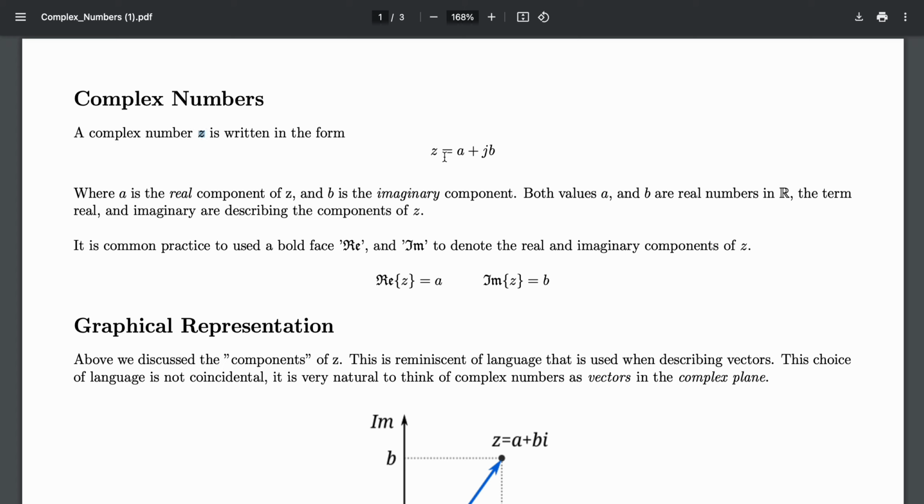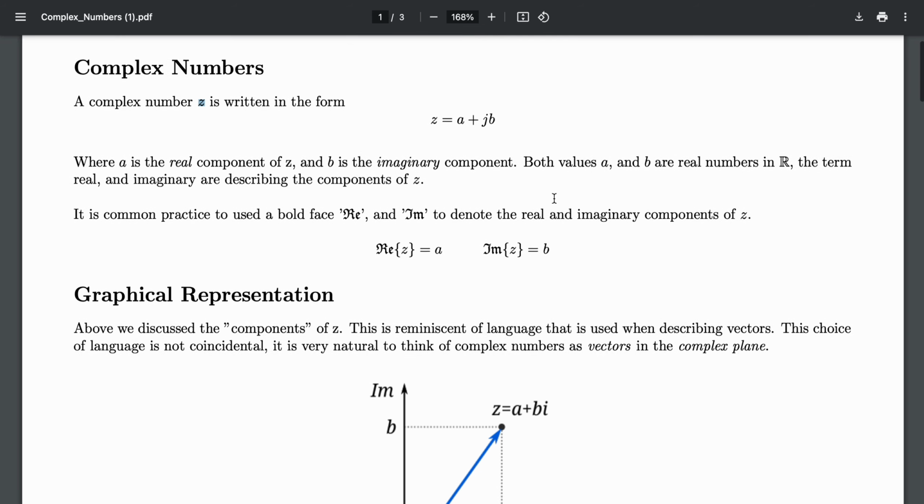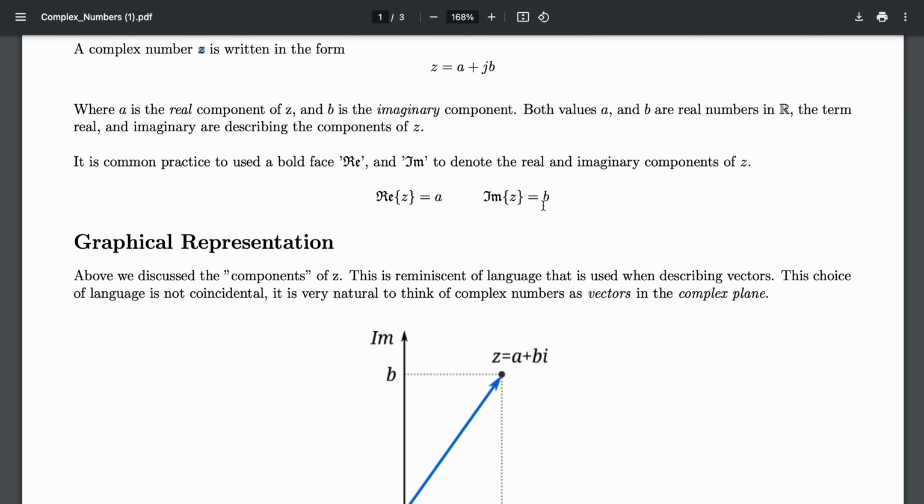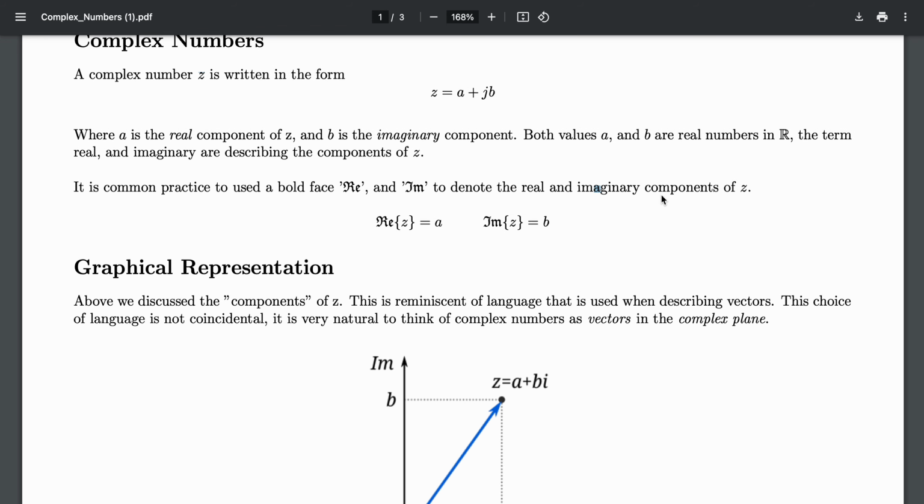Okay, let's start with just the basic form of a complex number. Usually, a very common notation is used as z. So a complex number can be written in the form a plus jb, where j is the imaginary number. You also see i. I'm going to use j in this presentation. So here I say that a is the real component of z and b is the imaginary component. But it's worth noting that both a and b are real numbers.